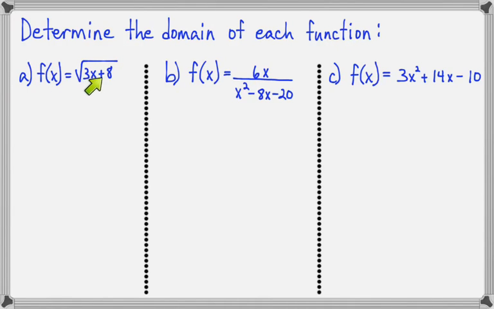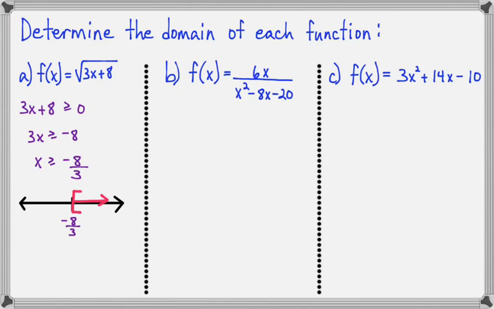We know that what's under the radical cannot be allowed to be negative. Therefore, what's under the radical has to be greater than or equal to 0. If we solve for x, we see that x has to be greater than or equal to negative 8/3. If you would like to graph it, we would be shading all the numbers to the right of negative 8/3, and the interval notation will be from negative 8/3 to infinity, including negative 8/3.